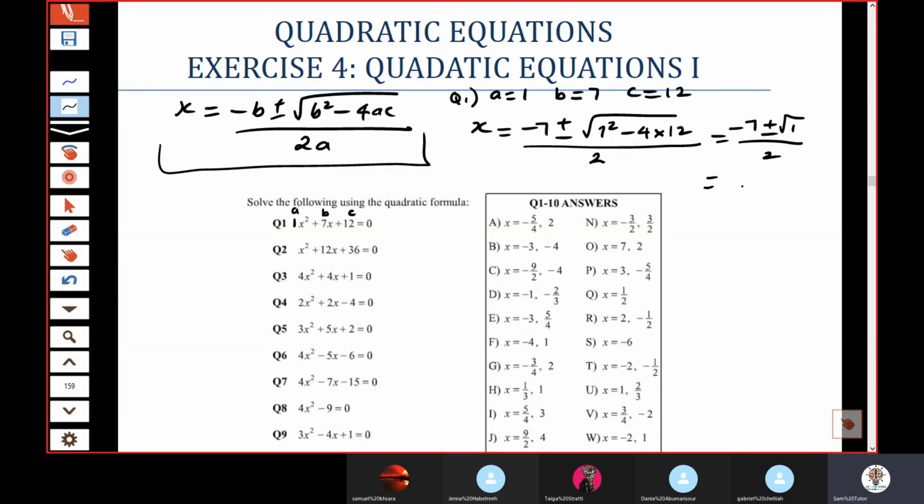So what do we have left? We've got minus 7 plus 1 over 2, and we have minus 7 minus 1 over 2. Do we 100% get that? Minus 7 plus 1 is negative 6, divided by 2 is negative 3. This one here is negative 4.